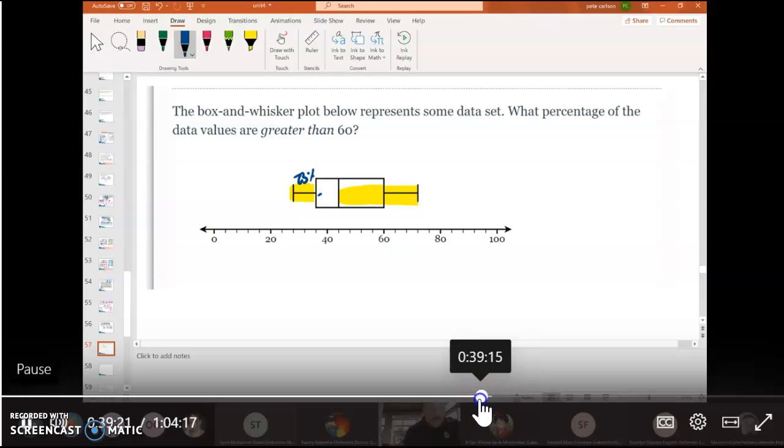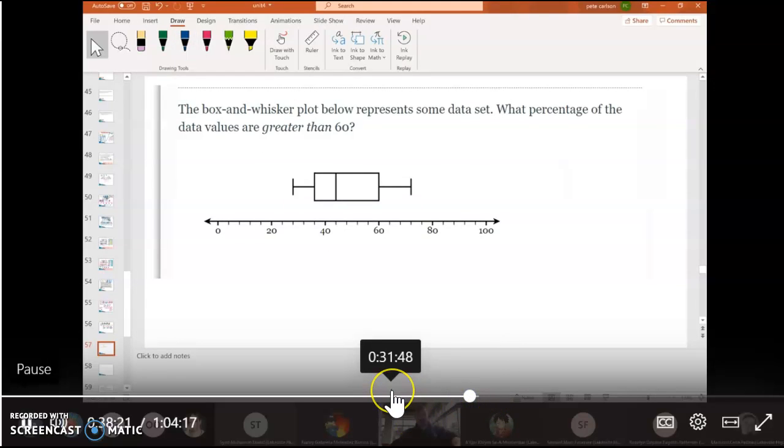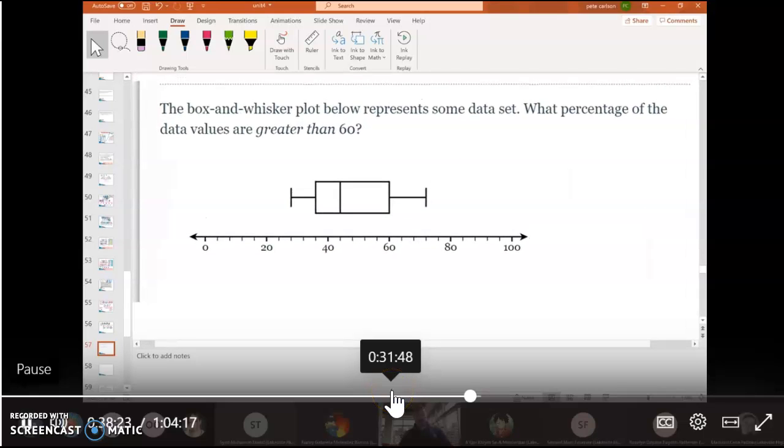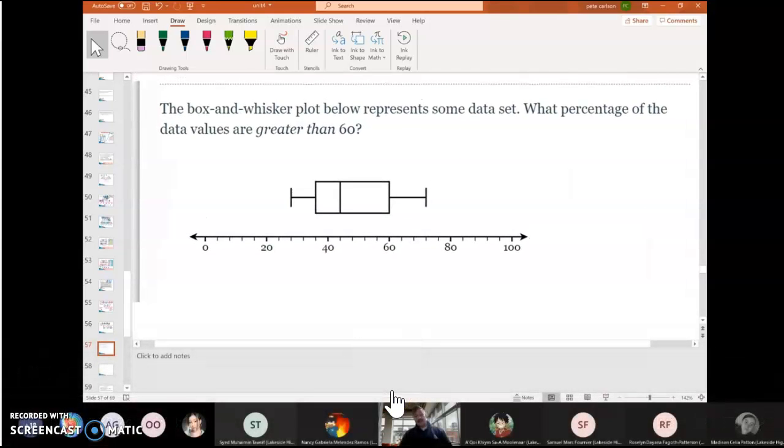This is 25%. And you can put your answer in the chat. What percentage of data values are greater than 60 on this chart? What percentage are greater than 60 on this chart?